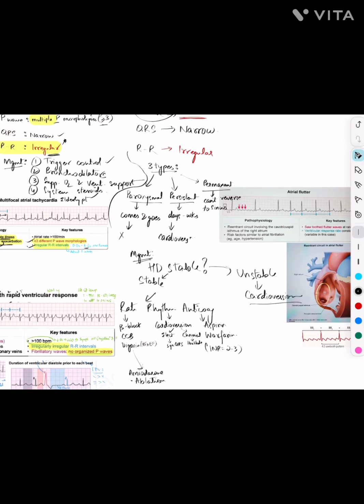If he is unstable, go for cardioversion. If he is stable, then rate, rhythm and anticoagulation. Anticoagulate the patient with aspirin or warfarin. Do the rate control: beta blocker, calcium channel blocker, digoxin. Still not controlled, amiodarone and ablation.